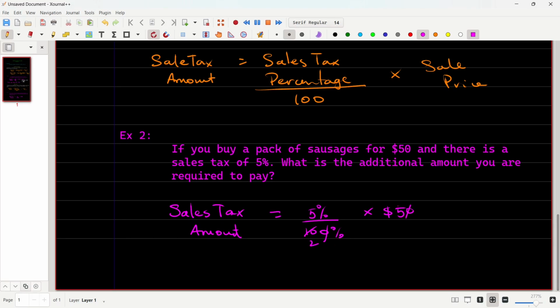Take out a 0 from here. 5 into this 2, 5 into this 1. So we have 1 by 5, it's 5, and then divide by 2. This here is $2.50. All right, so we'll have a sales tax of $2.50.